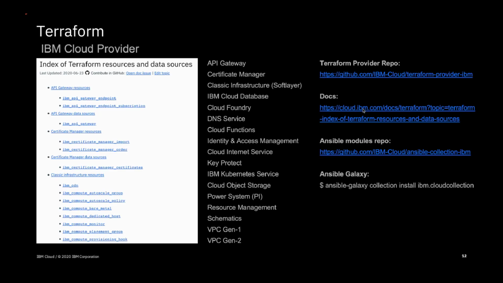The IBM Cloud provider, it's fully documented in our IBM Cloud docs, has support for over 100 resources on IBM Cloud. A few of those are highlighted here, things like VPC Gen 1, VPC Gen 2, Cloud Foundry, IBM Cloud databases. We've got resources and data sources that enable you to automate all of these capabilities. And we don't have 100% feature parity with the API and CLI and provider, but we're getting there. And that's part of what we want to focus on today as well.